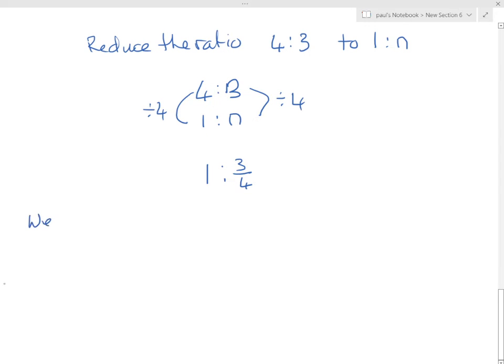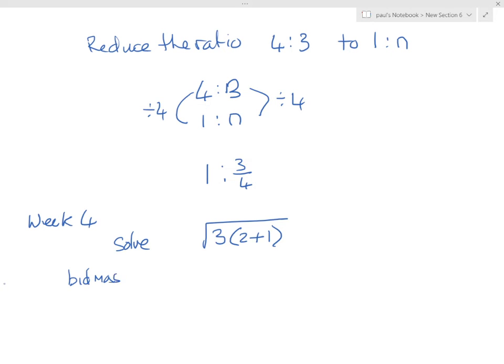Then we moved on to week 4. That's just quite a lot, wasn't it? Solve. This is a BIDMAS question. Solve the square root of 3 times (2 plus 1). Okay, so do the brackets first. So I'll write down BIDMAS so that we remember. Do the brackets first. 2 plus 1 is 3. So we then multiply 3 times the 3 that was in the brackets, which is 9, and the square root of 9 equals 3.